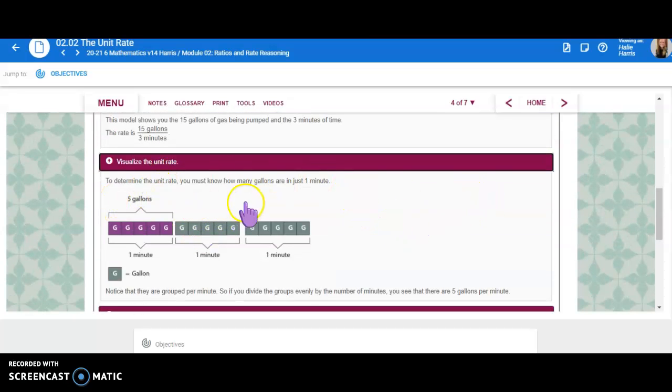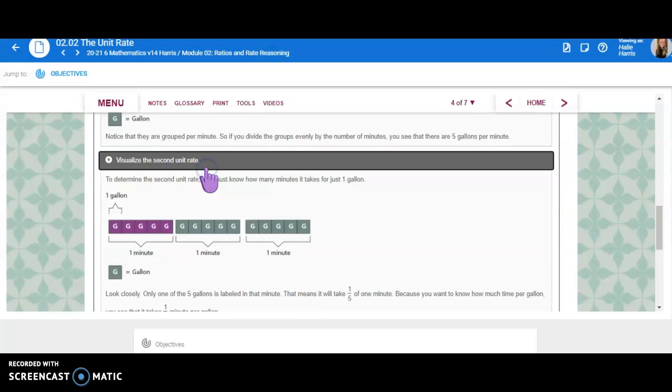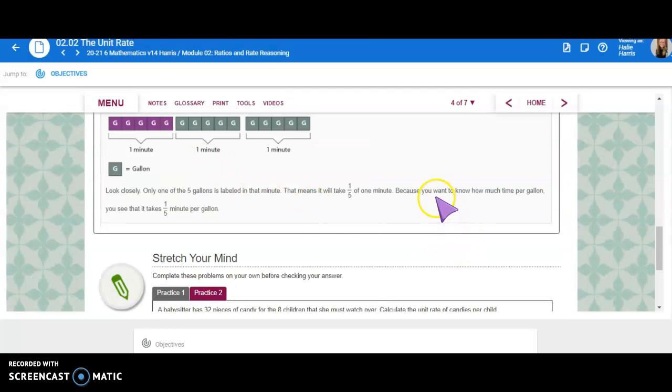You can see more visual here. And you can start to figure out that only one of the 5 gallons is labeled in that minute, so that means it's going to take 1/5 of a minute.